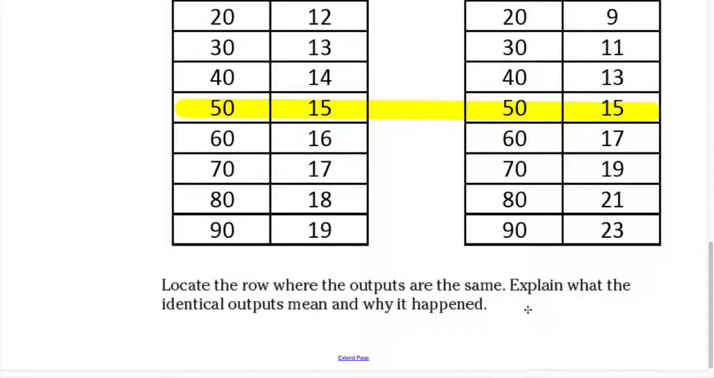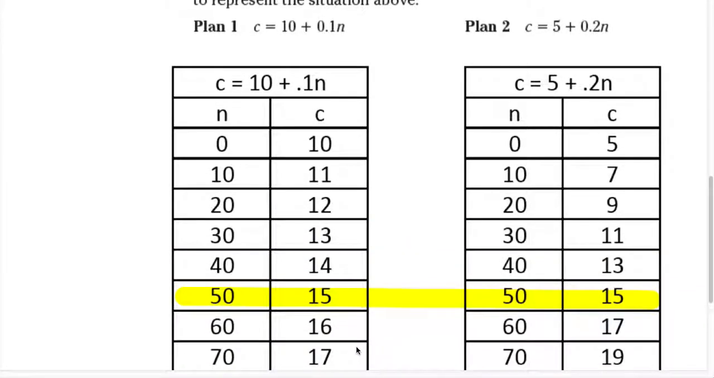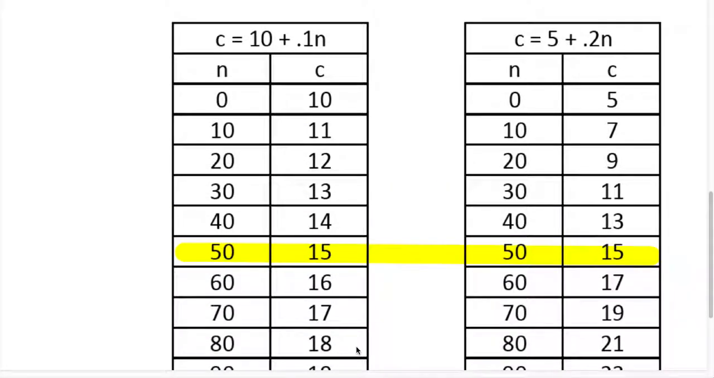What do the identical outputs mean, and why did it happen? Basically, it's saying that x will be equal to 50. That will be the number of calls. The cost is the same for both plans when 50 calls are made. So we didn't have to use a graphing calculator for this. I did this for you in an Excel worksheet.